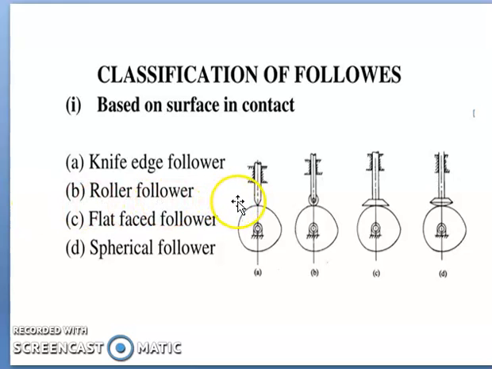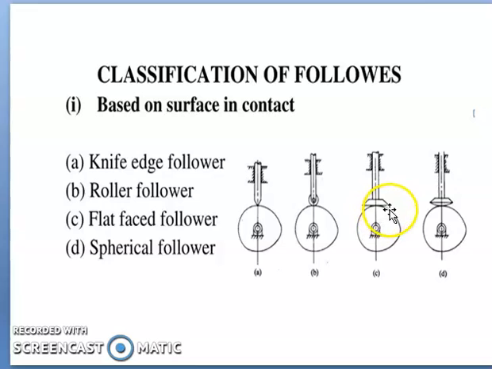Based upon the surface of contact between the follower and the cam, it is classified into 4 types. One is the knife edge follower. Here you can see the follower has a sharp knife edge which rests on the cam. This has a larger pressure angle, and it causes more wear. Next is the roller follower, with a roller as the follower having contact with the cam. Here again the wear is less.